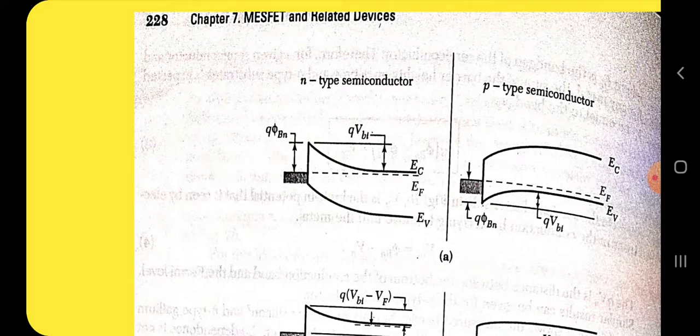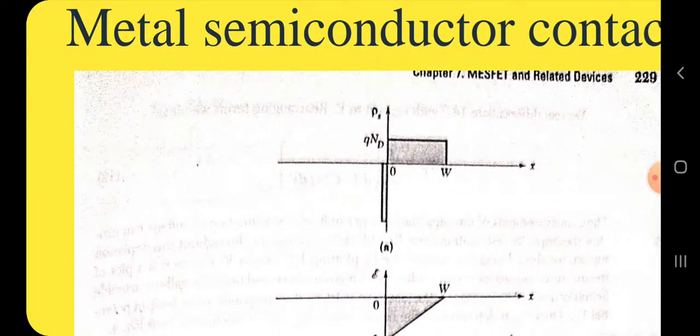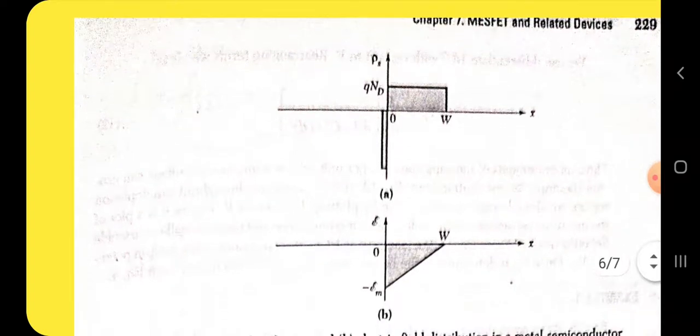The charge and field distributions for a metal semiconductor contact are shown in this figure. The metal is assumed to be a perfect conductor. The charge transferred to it from the semiconductor exists in a very narrow region at the metal surface. The extent of the space charge in the semiconductor is W, that is rho s is equal to qNd for x less than W, and rho s is equal to 0 for x greater than W. Thus, the charge distribution is identical to that of a one-sided abrupt p plus n junction.